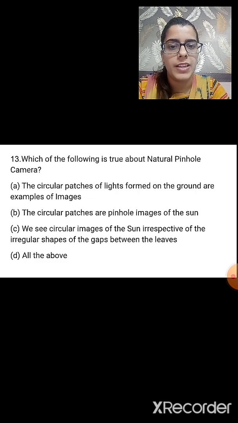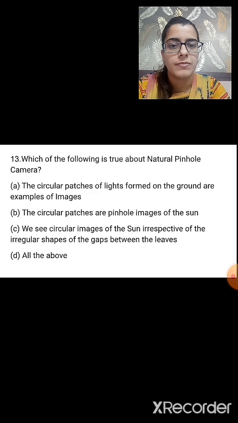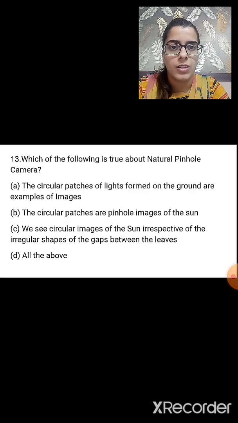C. We see circular images of the sun irrespective of the irregular shape of the gaps between the leaves. So, this statement is also true. We observe the circular images of the sun even though the shapes of the gaps between the leaves are irregular. So, correct option is D, all of the above. So, all of the above statements are true about the natural pinhole camera.